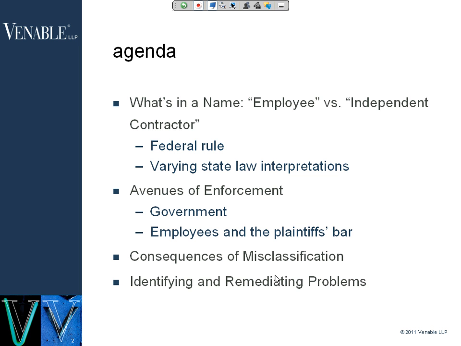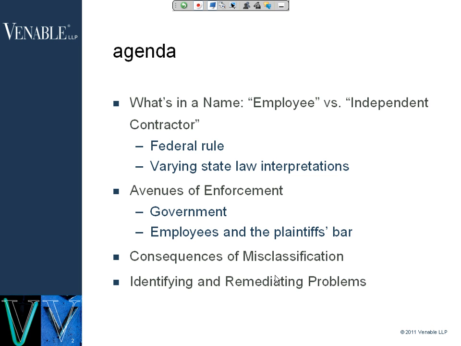There are multiple definitions of an independent contractor. There's a federal definition, which has been evolving over time, and there's varying state definitions. And we'll spend some time today talking about Maryland's definition, which differs from that in D.C. and Virginia. There's a movement afoot in Virginia to make their definition more like Maryland's. The point of that will be that wherever you are, just complying with the federal definition is not going to be sufficient. We'll talk about avenues of enforcement.